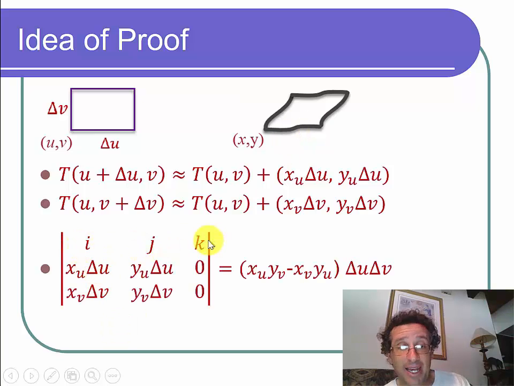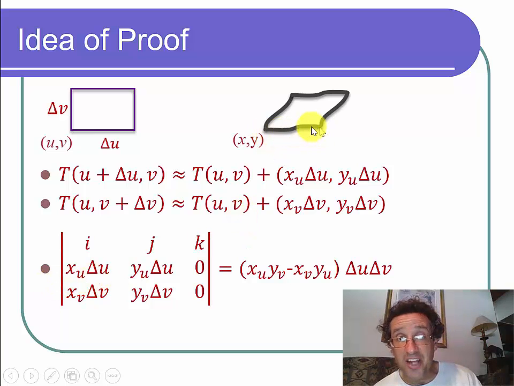So we take i, j, k. Notice that this first adjacent side at the bottom looks like it's in two dimensions, so we can always say that the k component is 0. So we have xu delta u, yu delta u, and 0. Similarly, the next adjacent side has components xv delta v, yv delta v, and 0.